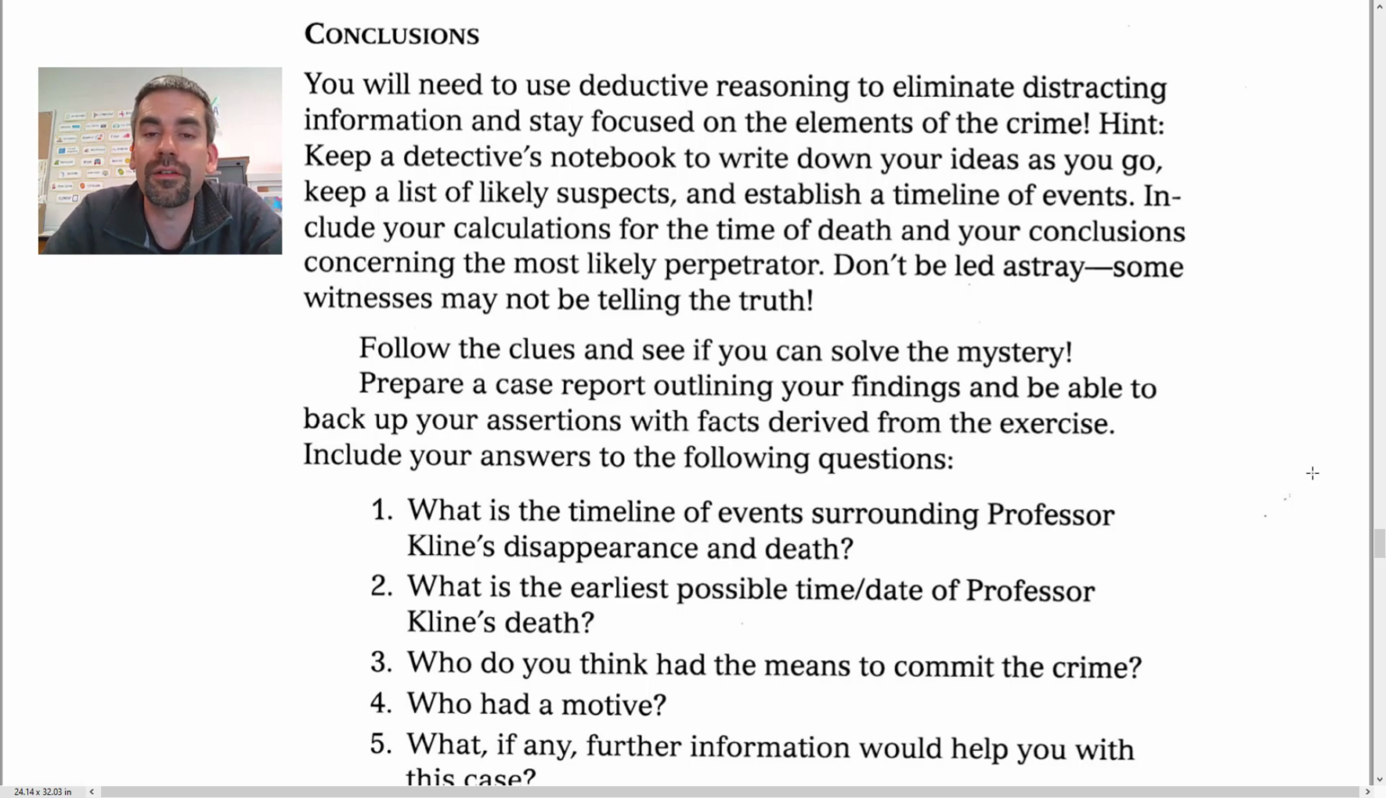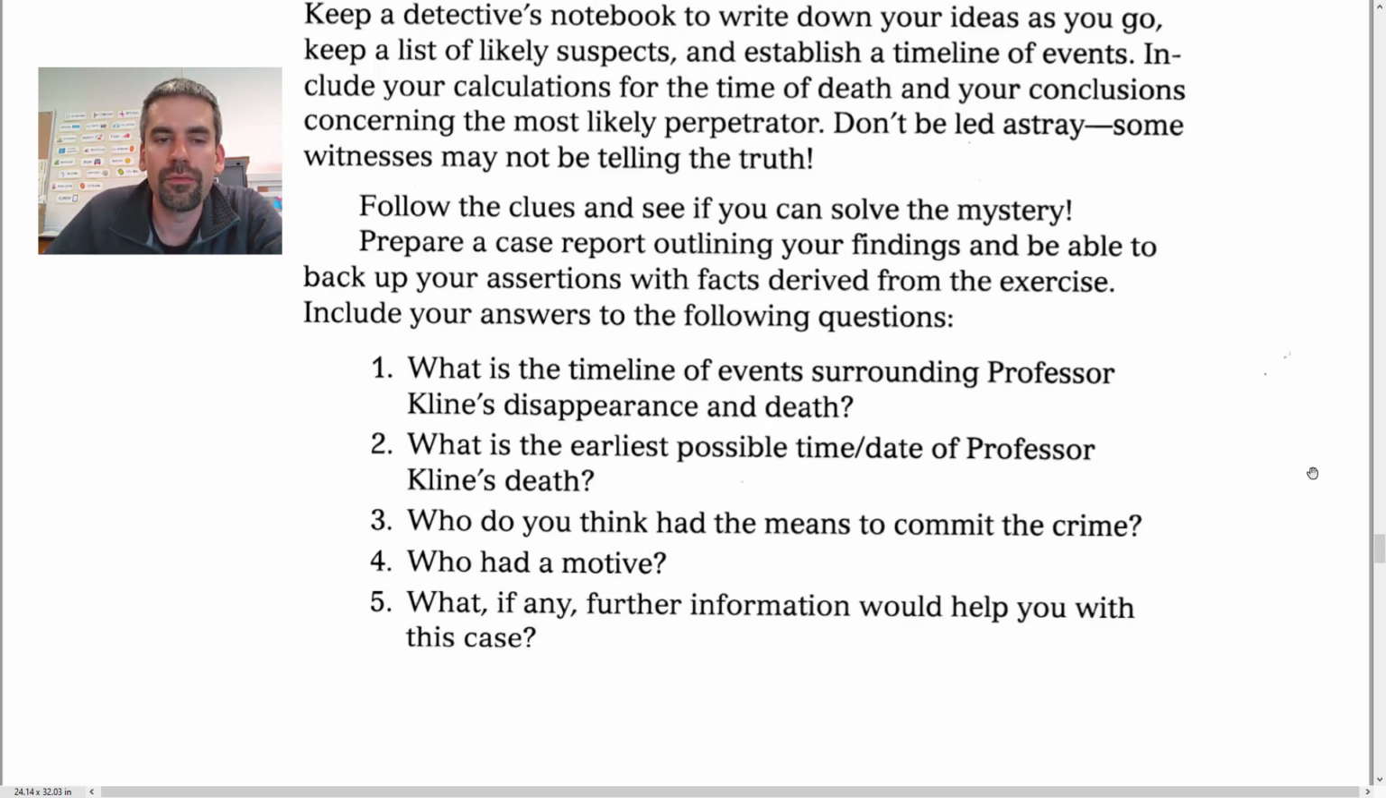Conclusions. You will need to use deductive reasoning to eliminate distracting information and stay focused on the elements of the crime. Hint, keep a detective's notebook to write down your ideas as you go. Keep a list of likely suspects and establish a timeline of events. Include your calculations for the time of death and your conclusions concerning the most likely perpetrator. Don't be led astray. Some witnesses may not be telling the truth. Follow the clues and see if you can solve the mystery.